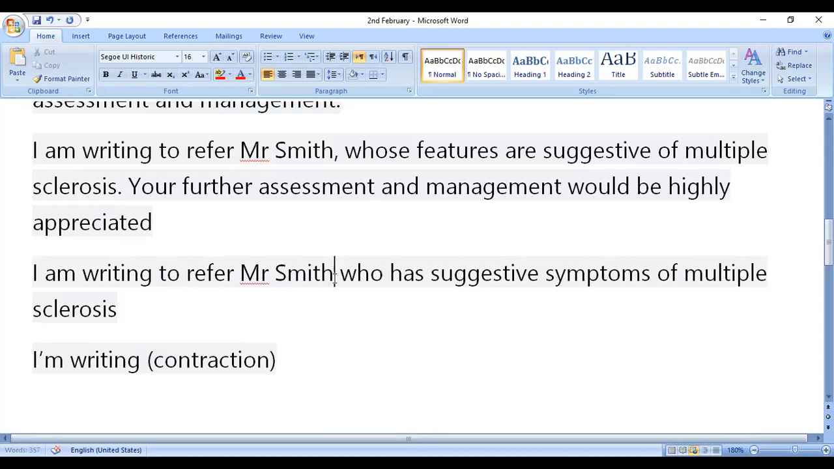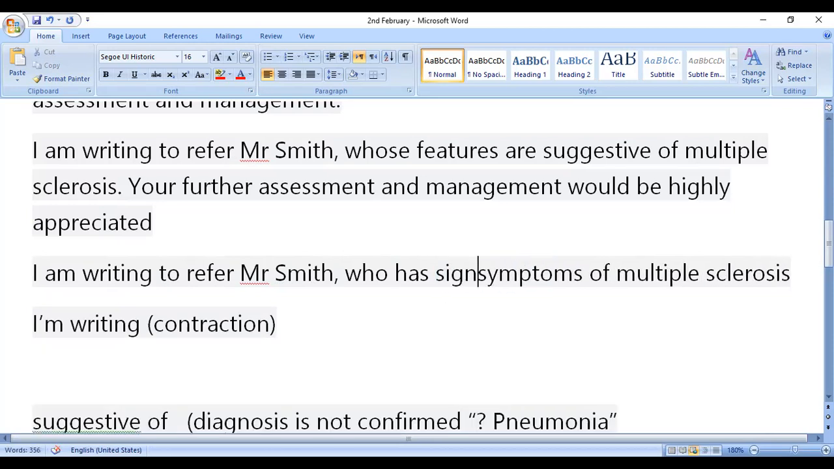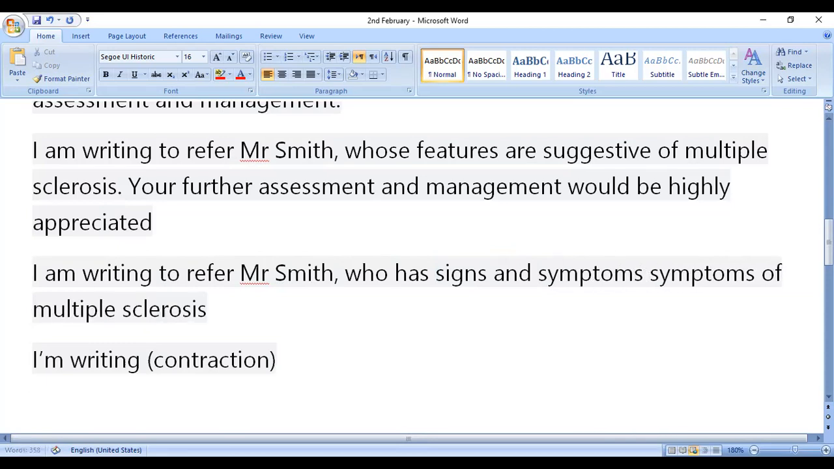Then we need a comma here. Who has, let us say, who has signs and symptoms suggestive of... if it is a confirmed diagnosis, then consistent with. Okay, suggestive of multiple sclerosis. And I'm writing to refer Mr. Smith, who has signs and symptoms suggestive of multiple sclerosis, like this.